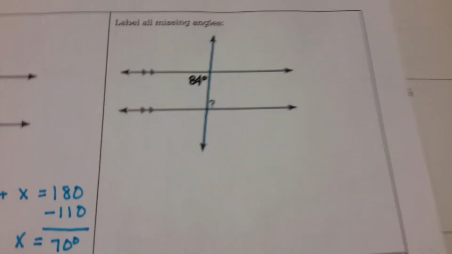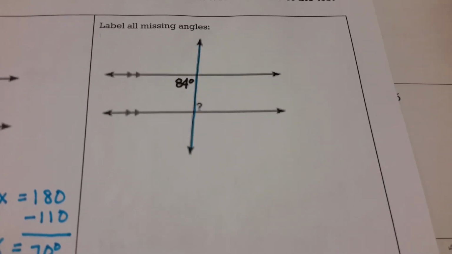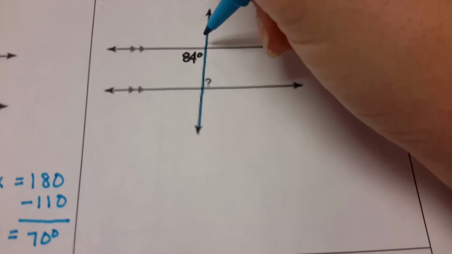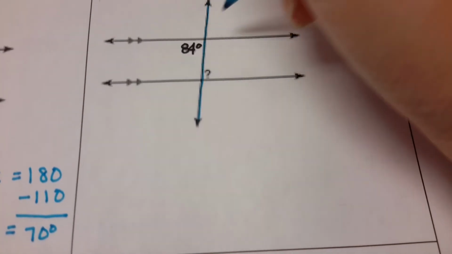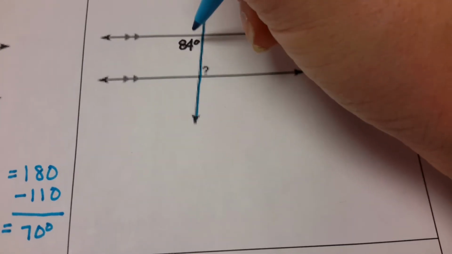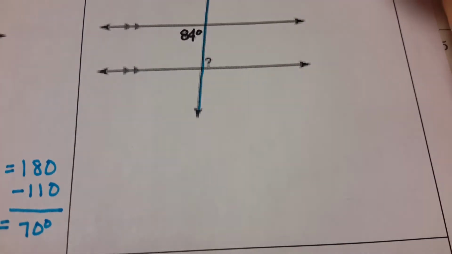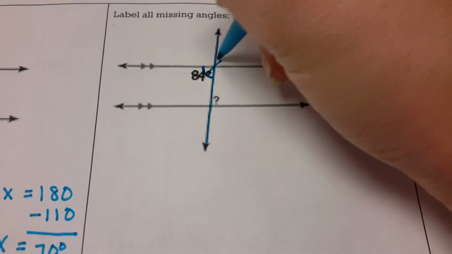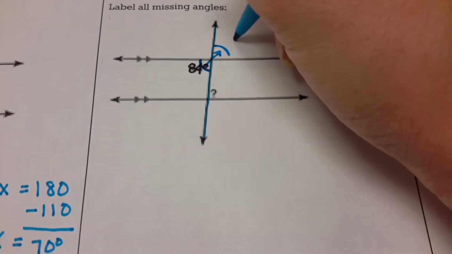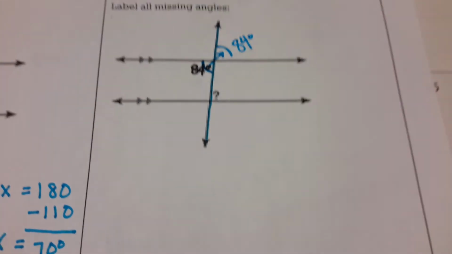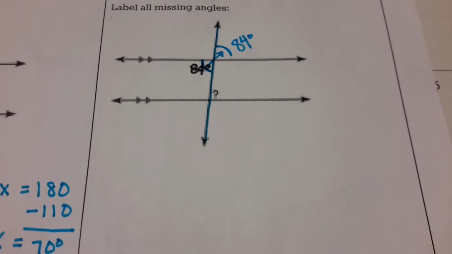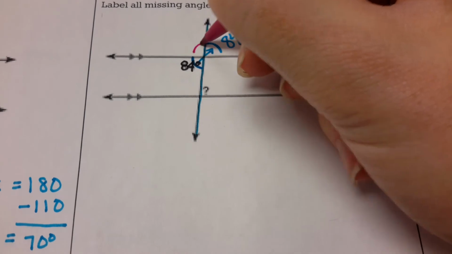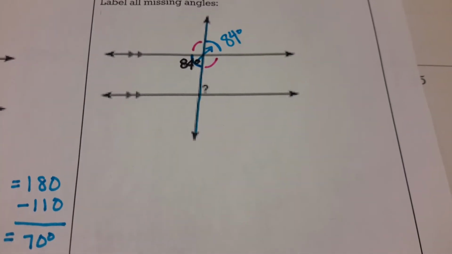Let's go ahead over to our second problem. This one's a little trickier because it's not as obvious that it's an acute angle, but it is less than 90 degrees. So here's our acute angle. Directly across is another acute angle, 84 degrees. And now we can find our missing angle.